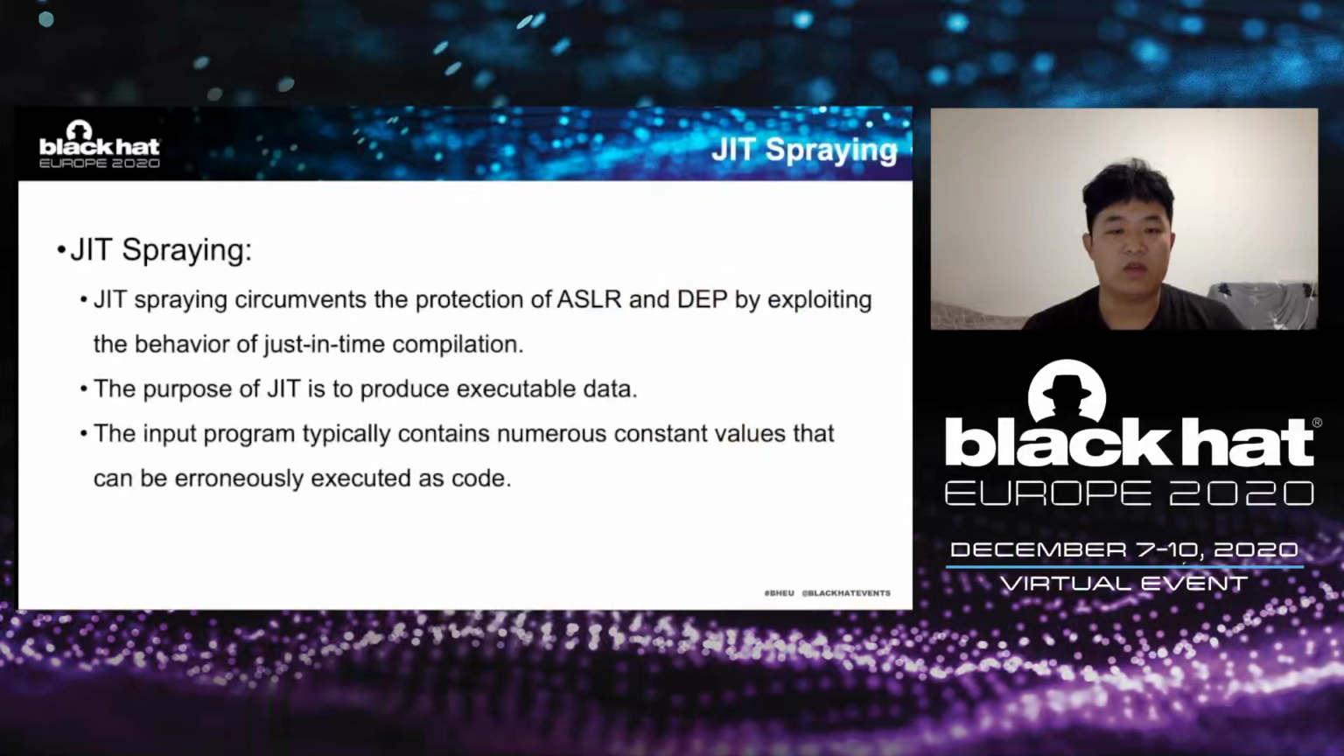JIT spraying circumvents the protection of ASLR and DEP by exploiting the behavior of just-in-time compilation. The purpose of JIT is to produce executable data. The input program typically contains numerous constant values that can be erroneously executed as code.